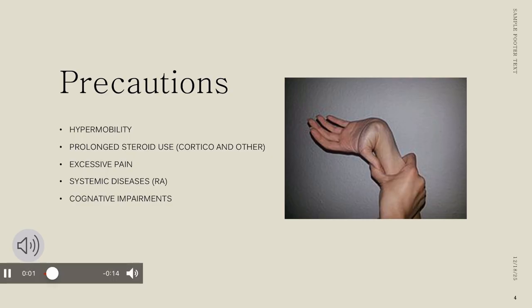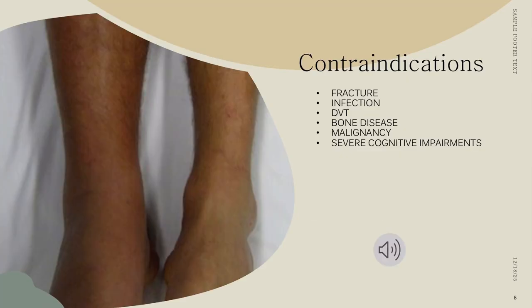Some precautions for joint mobilizations are hypermobility, prolonged steroid use, including corticosteroids, excessive pain, systemic diseases like rheumatoid arthritis, and cognitive impairments. Some contraindications for joint mobilizations include fracture, infection, DVT, bone disease, malignancy, and cognitive impairments.